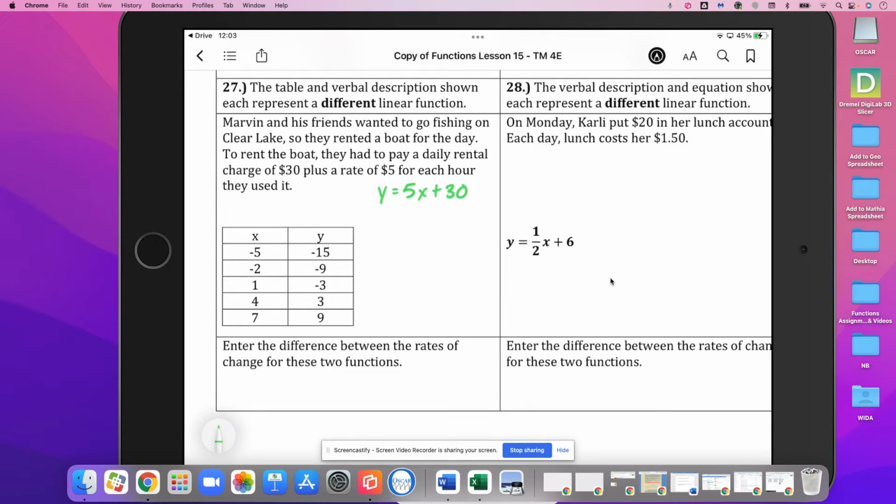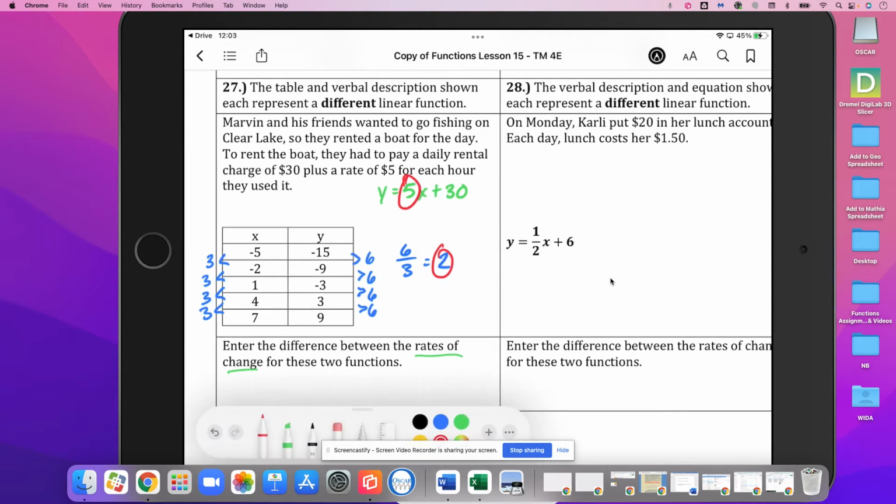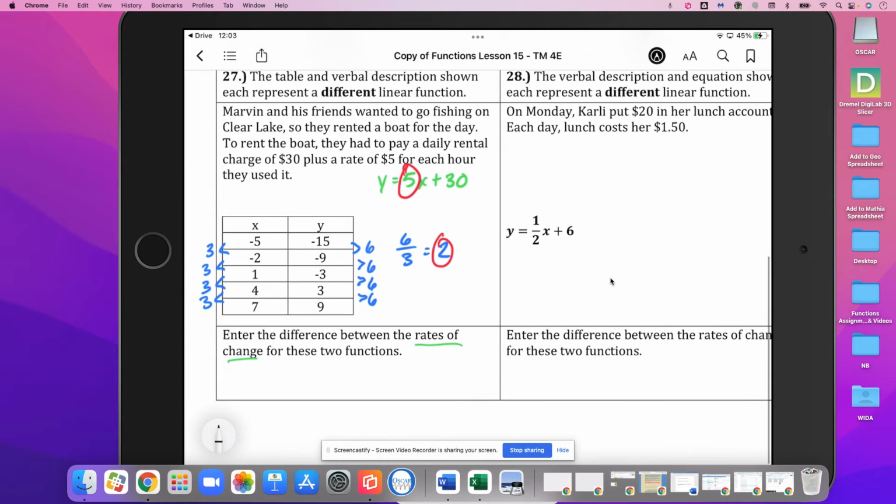We're supposed to find the difference in the rates of change of this one. So let's find the rate of change in our table here. As we go down the table, it's going up by 6. And on the left side, it is going up by 3. And so our rate of change, or our slope here, is 6 over 3, which is equivalent to 2. And so we need the difference between our rates of change, which again are 2 and 5. The difference between 2 and 5 is 3.